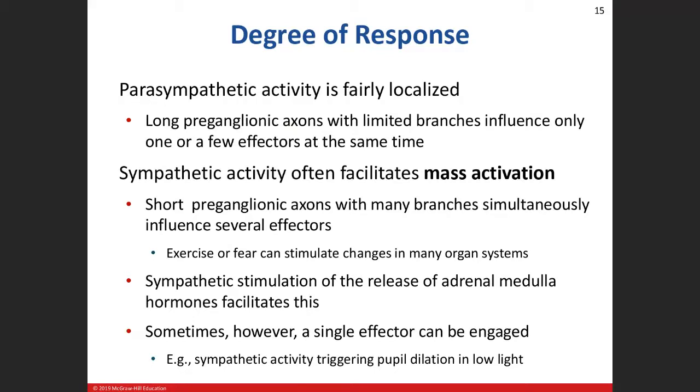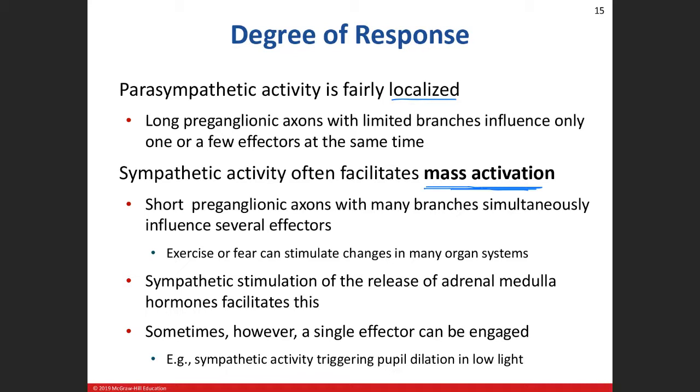Okay. So that brings us to the differences, the degree of response from these two divisions. Think of the parasympathetic nervous system division. Its effect will be pretty local, okay? And it's because those preganglionic neurons don't have all those collaterals coming off. The sympathetic, because of all those collaterals that come off, will utilize mass activation, okay?